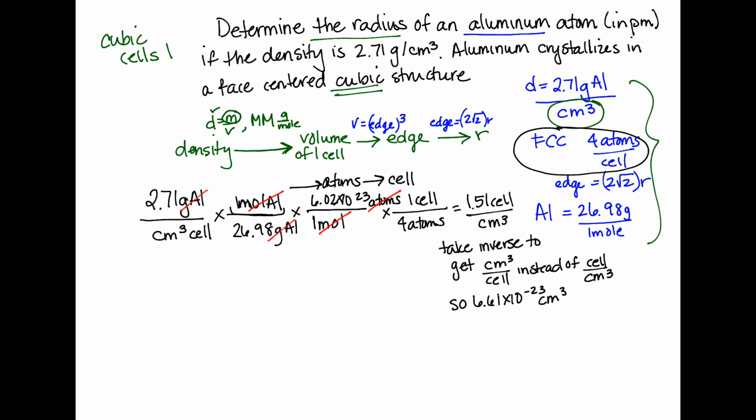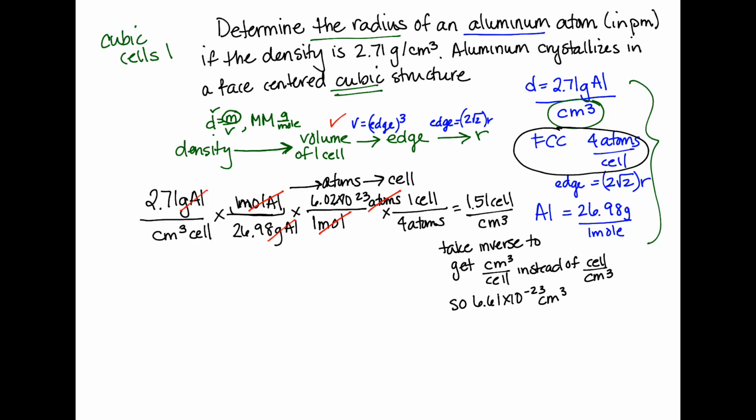So because you guys have been doing dimensional analysis for a while, you've been doing unit analysis for a while, and you're getting a lot of practice, you'll know that when you get to this point and you're trying to find the volume of a cell, when you get 1 over the volume, that's when you need to take the inverse.